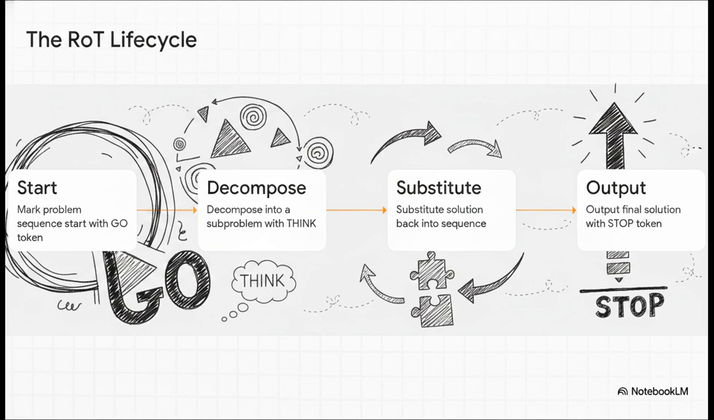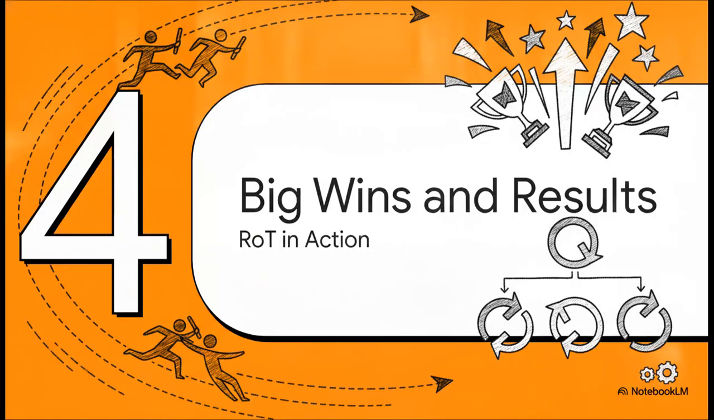Step 1. The AI drops a go token to mark the start of the sequence. Step 2. When it gets stuck and needs to break things down, it produces a think token, creates a simpler subproblem, and solves just that piece. Step 3. It plugs that mini-solution right back into the main problem sequence. It just keeps looping this until the whole thing is solved, which leads to Step 4, outputting the final answer and dropping that stop token. Moving right along to part 4, big wins and results.